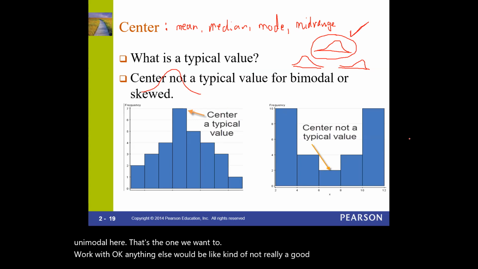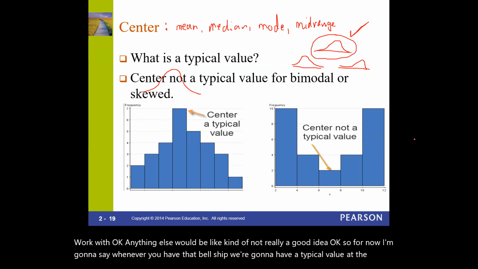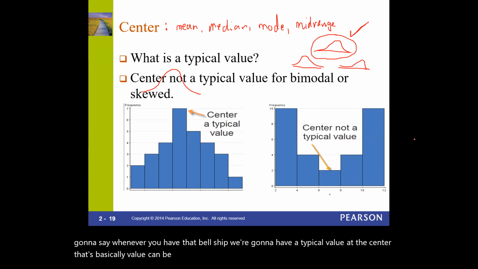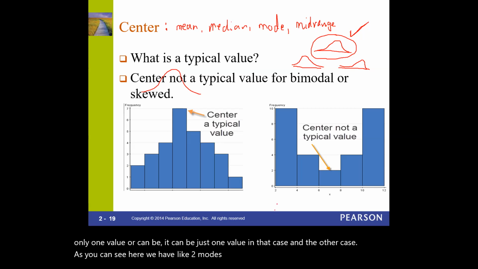For now, whenever you have that bell shape, we're going to have a typical value at the center. That typical value can be the mean, median, mode, or mid-range. In that case the mode is only one value. In the other case, as you can see here, we have two modes. It goes up, then goes down.